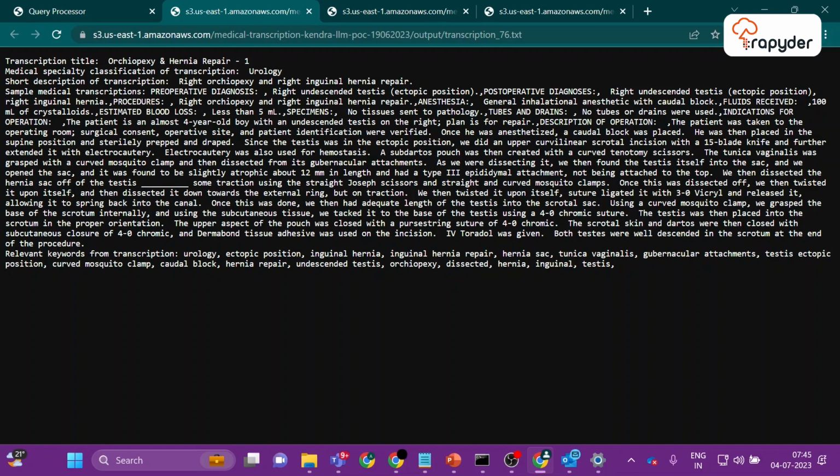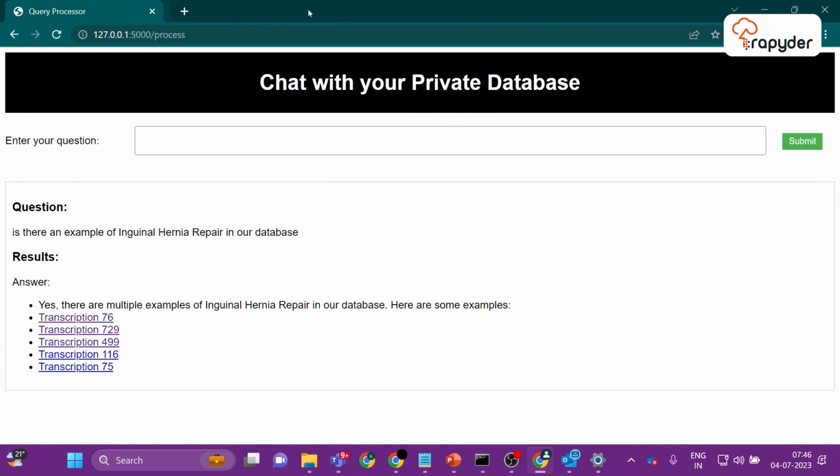Similarly, there are other transcriptions available. Here a doctor could read a medical transcription on a hernia repair that has been performed in the hospital earlier. They can use this as a reference or come to a conclusion based on their domain-specific knowledge. Similarly, there are other transcriptions for the same procedure.